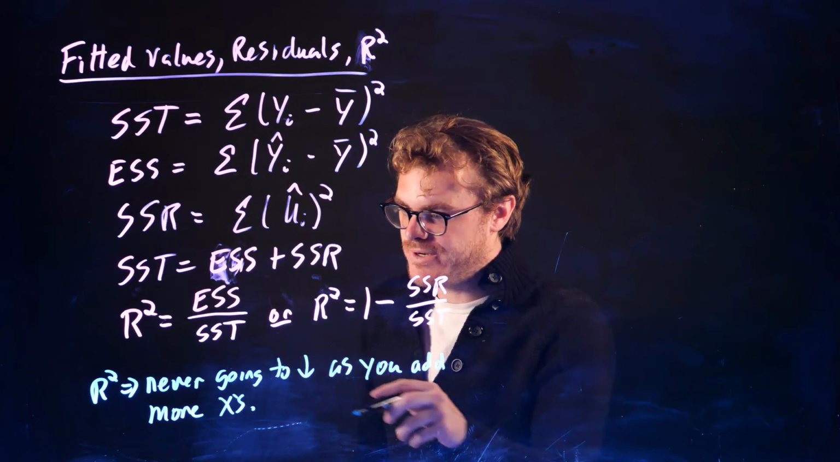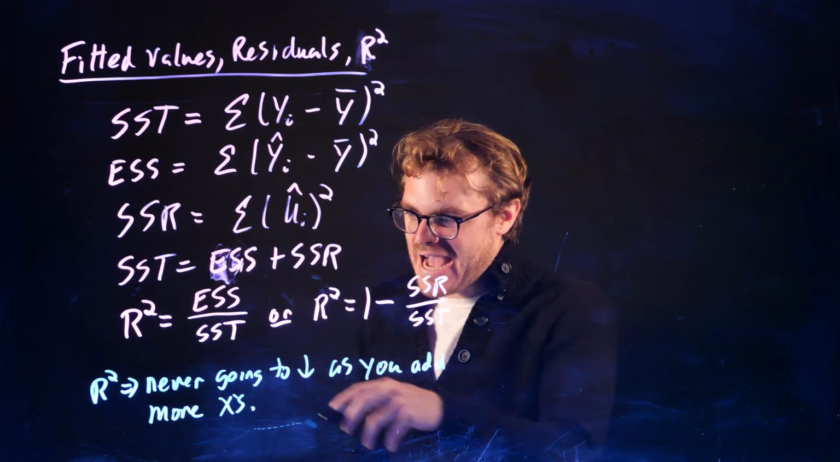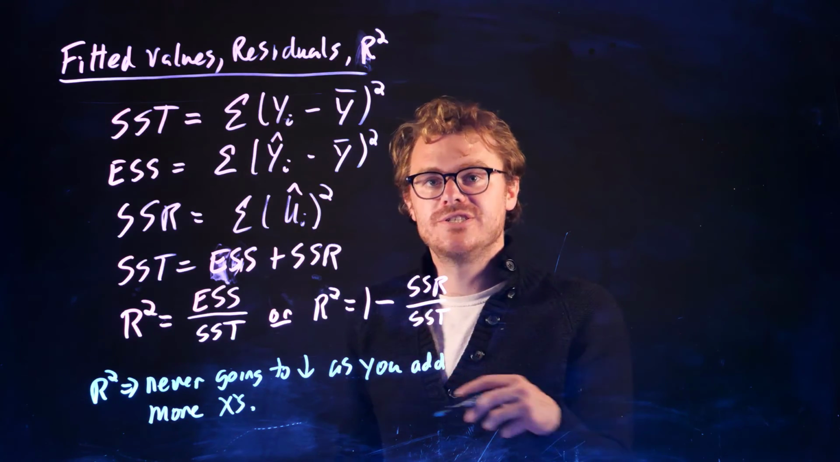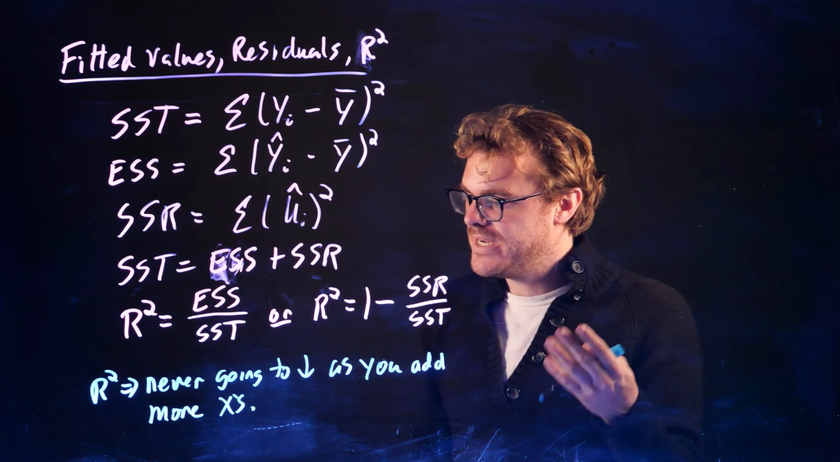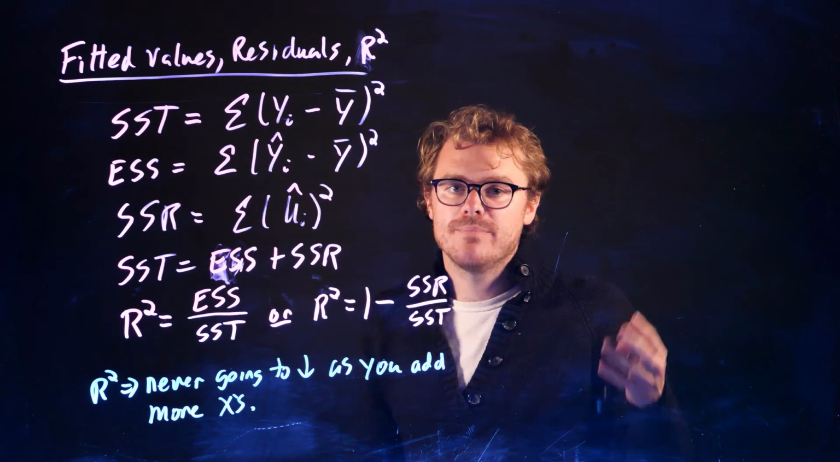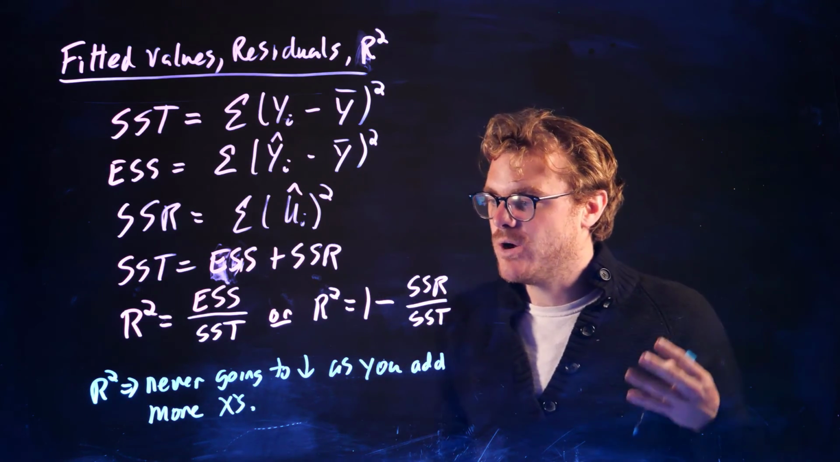So as we add x's, our R squared, the worst it's going to do is stay the same if we're not explaining any of the variation in y through our new x. But otherwise, it's likely to go up no matter what.